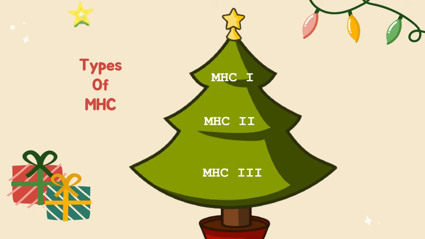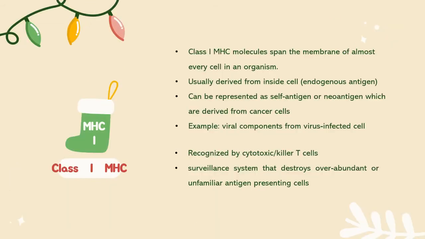There are three types of MHC: MHC1, MHC2, and MHC3. MHC1 molecules are expressed on almost every nucleated cell in the body. Hence, they present endogenous antigens that originate from the cytoplasm. However, these endogenous antigens can be either self-proteins or foreign proteins such as viral proteins produced within the cell. Upon presentation on the cell membrane, antigens are recognized by cytotoxic T cells.